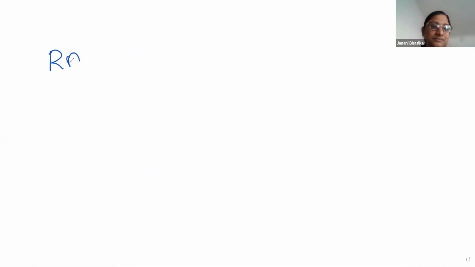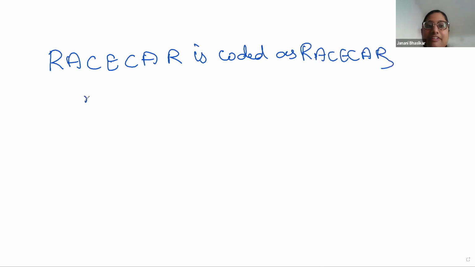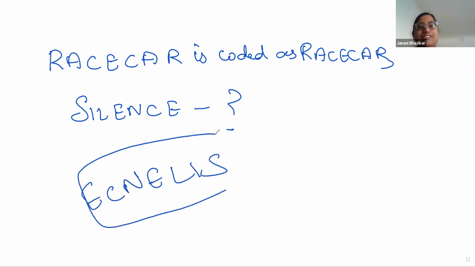race car is coded as race car, right? How will you code the word silence? If race car is coded as race car, how will you code the word silence? Silence only. Silence. Good, Aditya. Sarah, silence only. Very good. But Aditya, your answer is different. What Aditya said was ECNELIS. This was the answer given by Aditya.